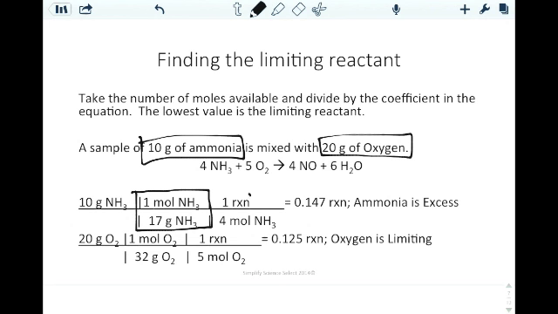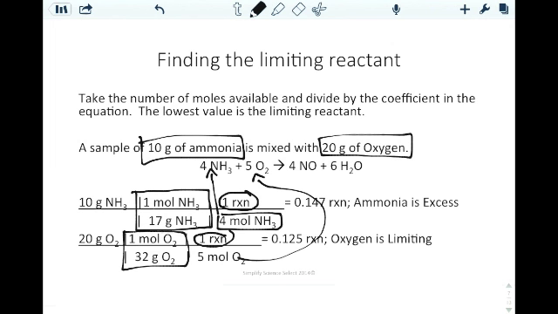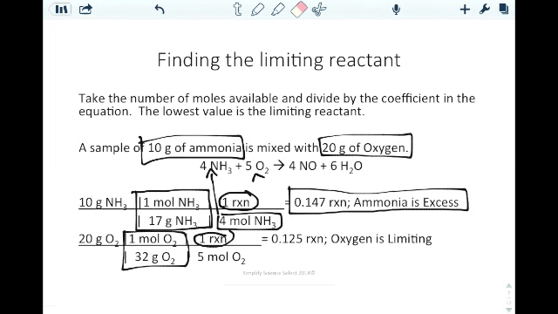And in the reaction, we have 4 moles of ammonia. You can see it right there. In the reaction, we need 5 moles of oxygen. So after we convert from grams to moles, then we just look at how much I need in the reaction. Well, I need 4, I need 5. And I go ahead and work this out, and I get a value of 0.174, and I get a value of 0.125.